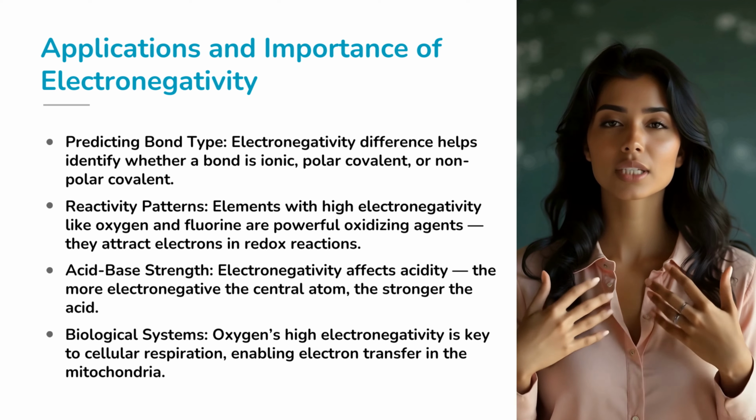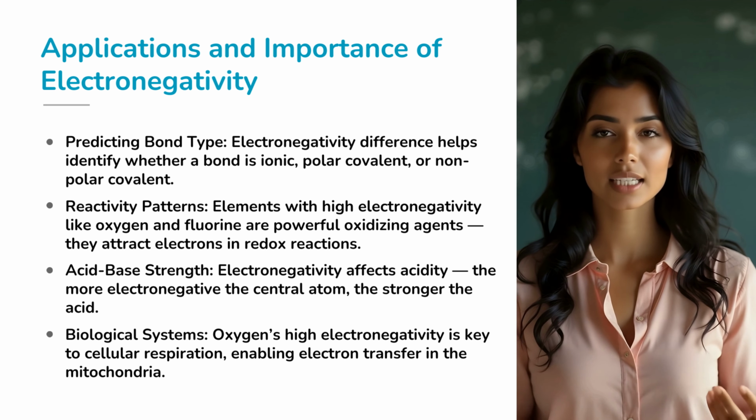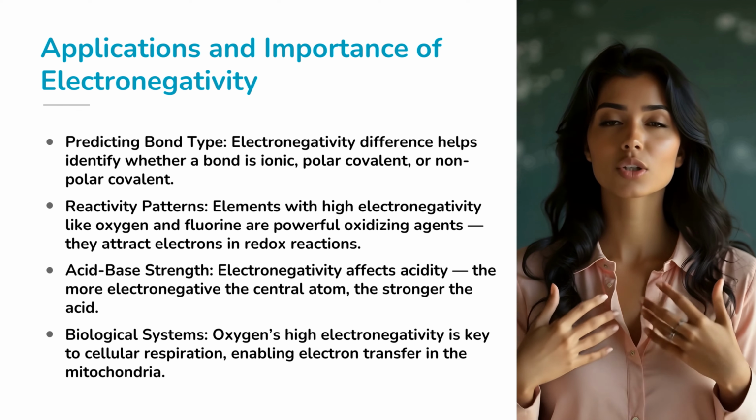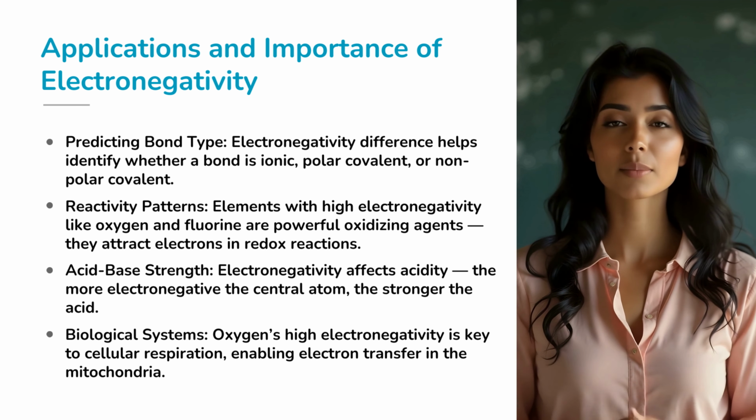Second, electronegativity influences chemical reactivity. Highly electronegative elements like fluorine and oxygen are strong oxidizing agents. They pull electrons away in redox reactions. Third, it affects acid base strength.